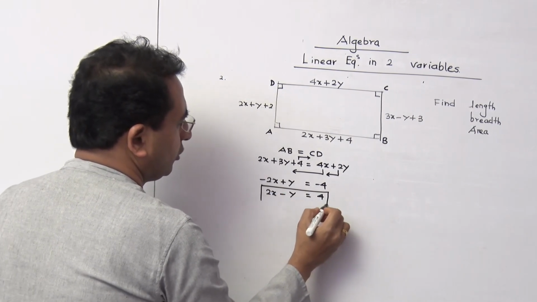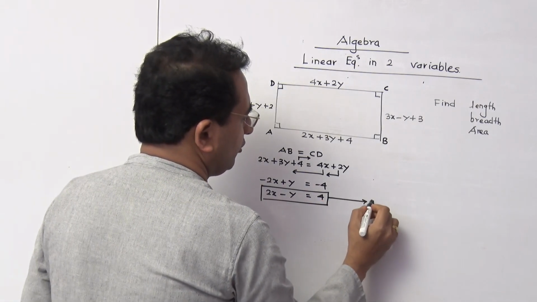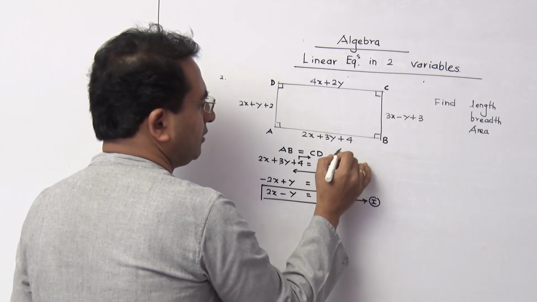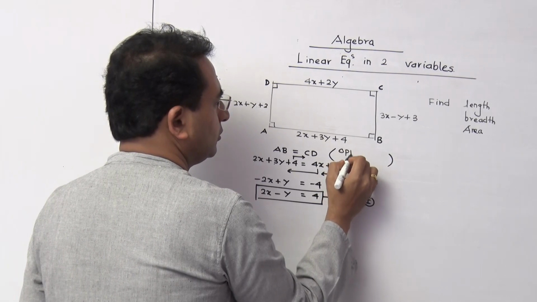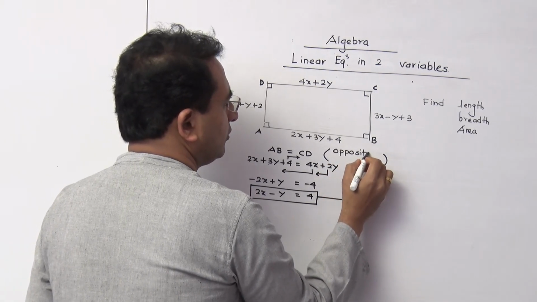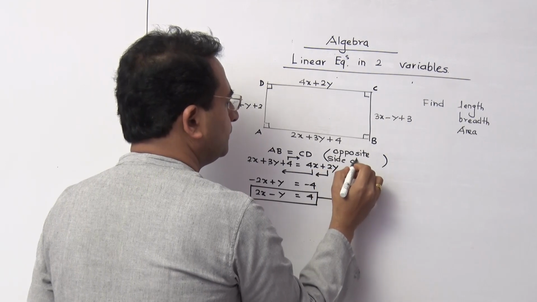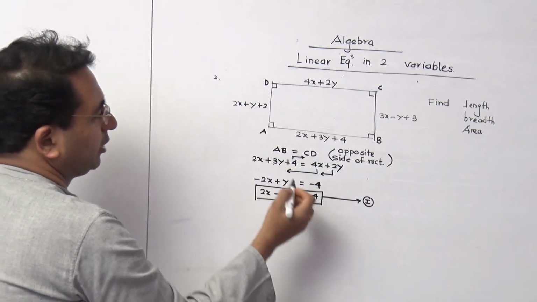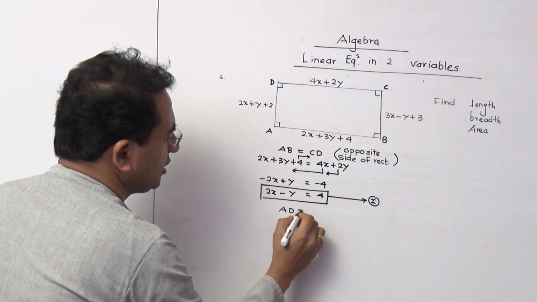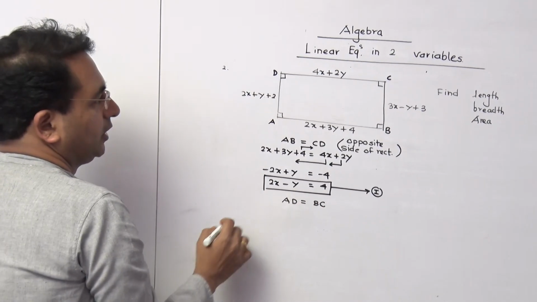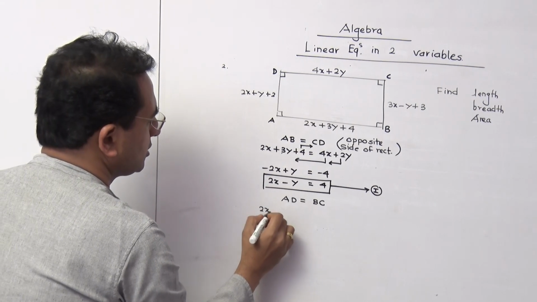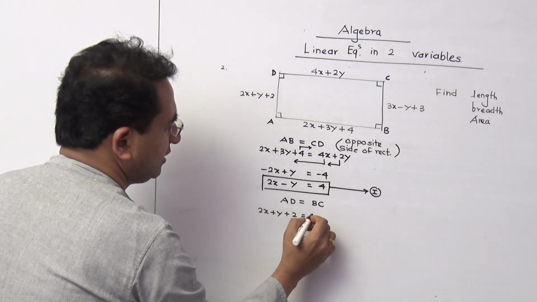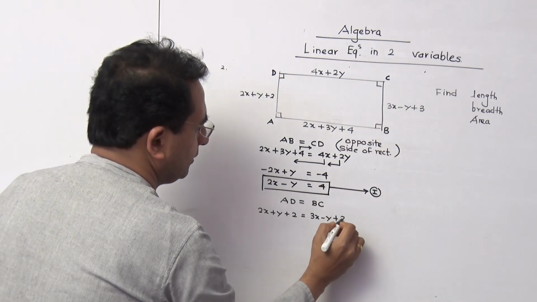This is my first equation. That is what we have to number as equation number 1. Now here we need to write the reason for it, and that reason is: opposite sides of a rectangle are congruent. Now let us go for the other pair. AD is equal to BC. Now the AD length they have given as 2x plus y plus 2, and this BC length is 3x minus y plus 3.